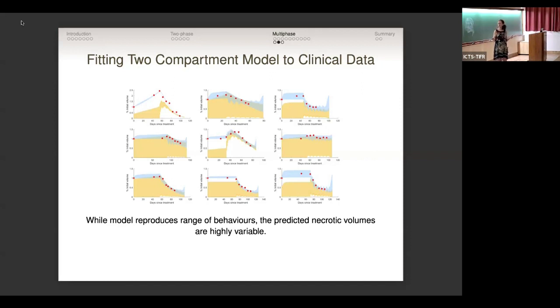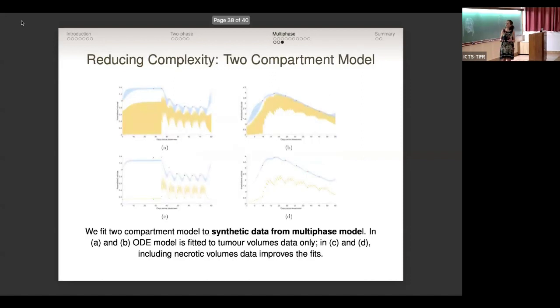Right? So in very much the same way as we did with those in vitro experiments, we can now fit this model to data that was generated from our 3-phase model. And we can say, if I only have tumour volumes, so up at the top, again, you can see similar to when we fit the model to the clinical data, I can fit reasonably well to the synthetic total volume, but I can't really discriminate what the composition is. It could be anything, right?